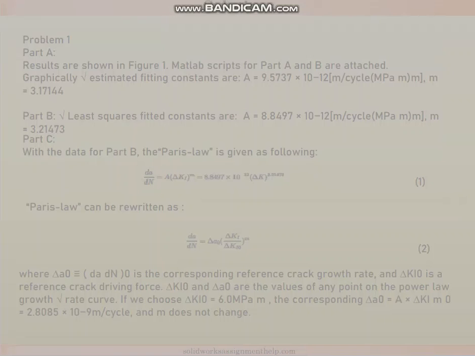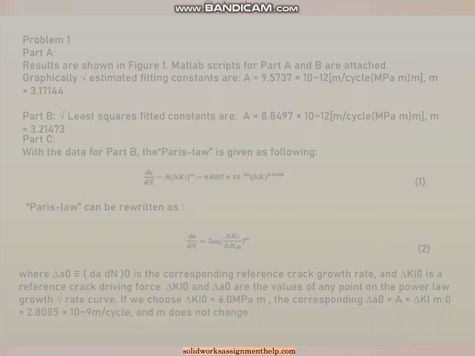Solutions. Paris law can be rewritten in an alternative form, where delta a0, identical to da/dN0, is the corresponding reference crack growth rate, and delta Ki0 is a reference crack driving force. Delta Ki0 and delta a0 are the values of any point on the power law growth rate curve. If we choose delta Ki0 equals 6.0 MPa square root m, the corresponding delta a0 equals A times delta Ki0 to the m, equals 2.8085 times 10^-9 m/cycle, and m does not change.